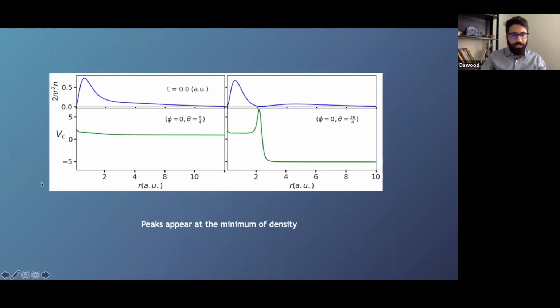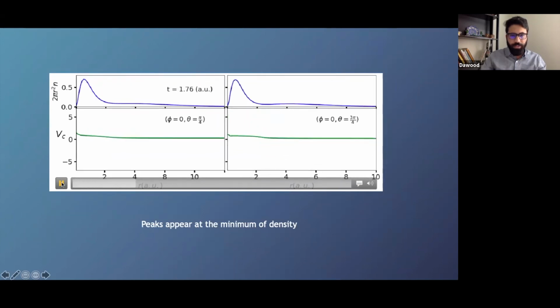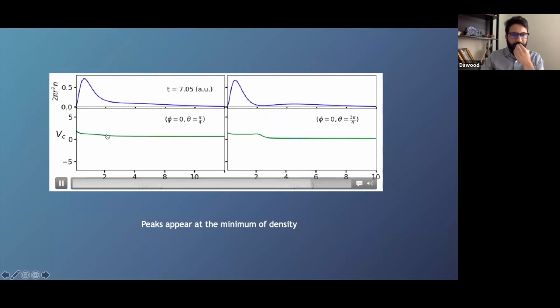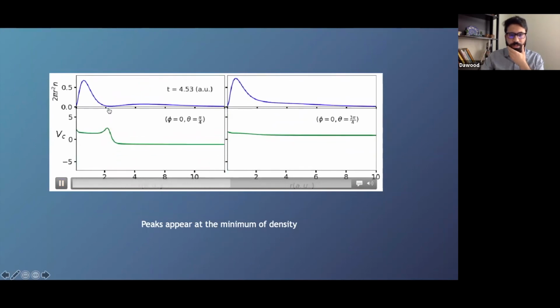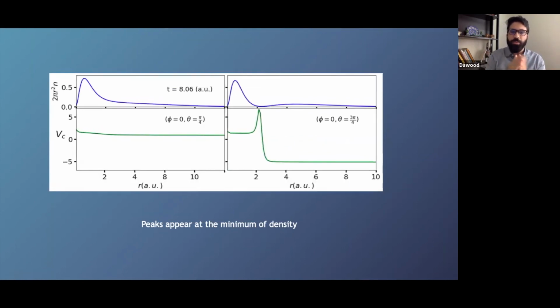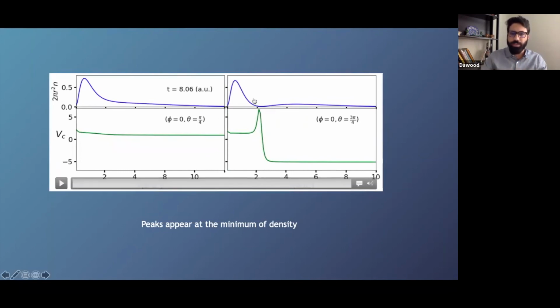Now here's a movie that shows the dynamics of the correlation potential VC. You can see that this peak and this step feature is localized in the region, and at the time, when the density has a minimum. So its function essentially is to produce the right dynamics of the density and to keep these two regions of the density separate.